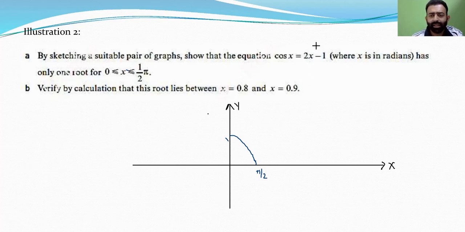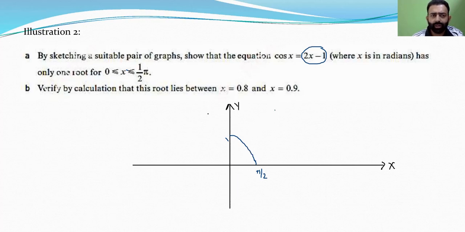Right? And second is a straight line, which is your RHS, 2x minus 1. So its y-intercept is minus 1. If we have to sketch this straight line whose y-intercept is minus 1 and slope is 2, it means at x equal to 0, it is minus 1, so it is like this.